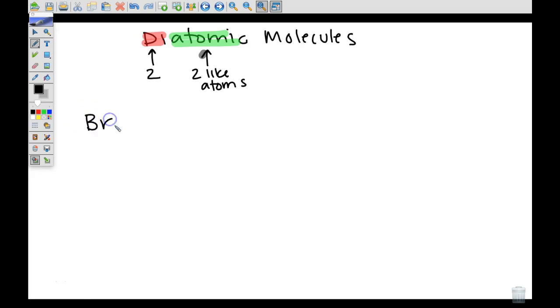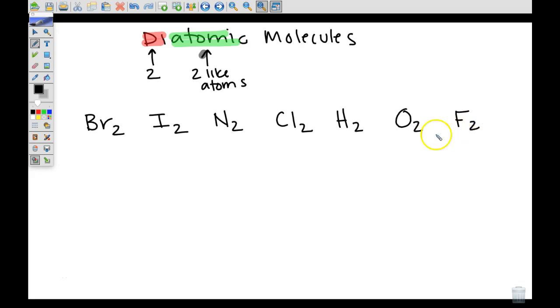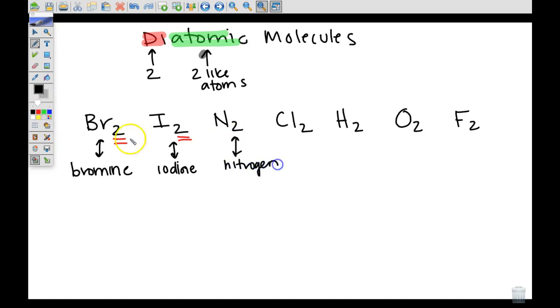And we say it's Brinkelhoff. So bromine, iodine, nitrogen, chlorine, hydrogen, oxygen, and fluorine. So whenever you see the word bromine, it's not just one Br, it's two. Whenever you see the word iodine, it means I2 and not just one I. Whenever you see the word nitrogen, it means, you guessed it, N2 and not just one N.